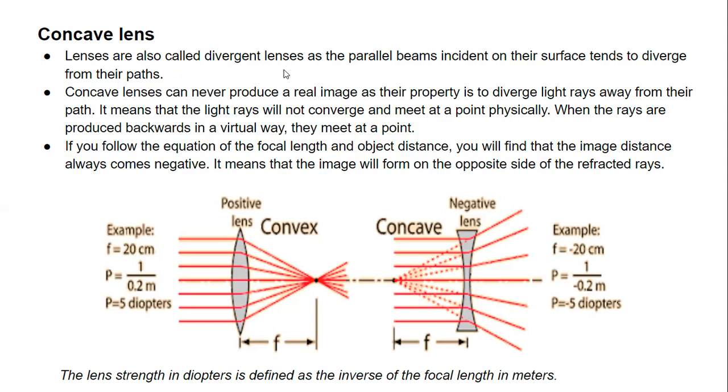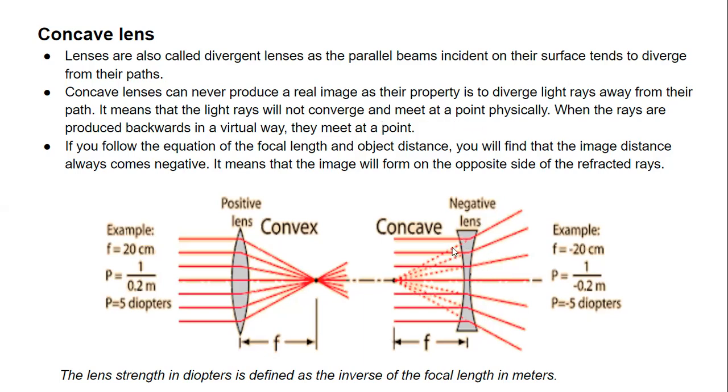Lenses are also called divergent lens. The concave lens is also known as divergent lens, as the parallel beams, when incident on their surface, tend to diverge from their path. Concave lenses can never produce a real image because image is forming on the same side as the object, as their property is to diverge light rays away from their path. It means that the light rays will not converge and meet at a point physically.